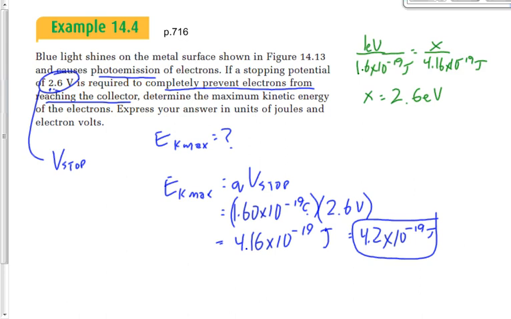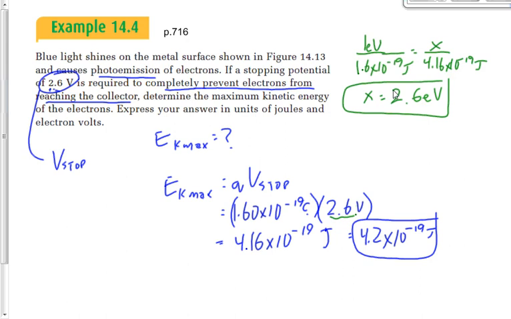Why is it the same number as volts here? Is it always going to be the same number as volts? When you're dealing with an electron, yes. If we're dealing with something like an alpha particle, then no, because the charge is different. Now, you're not going to be dealing with an alpha particle in the photoelectric effect. It's always going to be an electron, so it will always be the same number. Okay, 2.6 electron volts, 4.2 times 10 to the minus 19 joules.